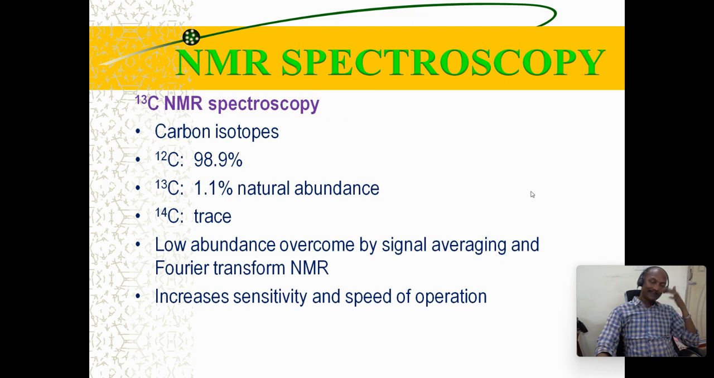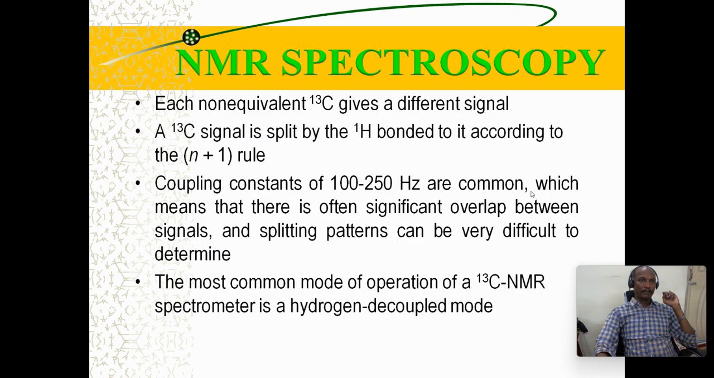Another related term is C13 NMR spectroscopy. NMR spectroscopy has two types: one is proton NMR, the next is C13 NMR. Proton NMR is mainly useful for the study of hydrogen atoms. C13 is related to carbon isotopes. Low abundance is overcome by signal averaging and Fourier transform NMR, which increases the sensitivity and the speed of the operation.